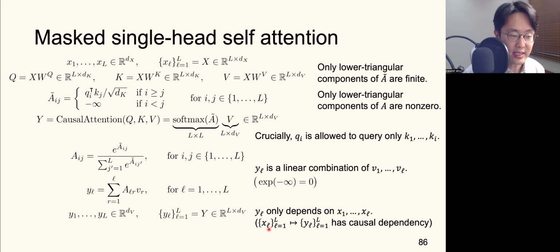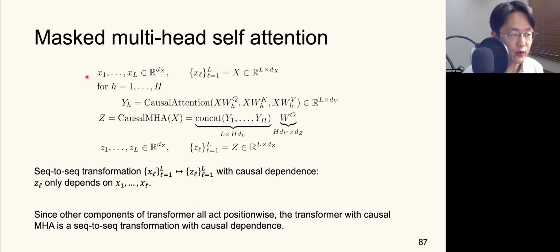The mapping from the x sequence to the y sequence has this causal dependency thanks to this particular masking mechanism. As before, the transformer architecture uses multi-head self-attention. So when you're using masking, you have a masked multi-head self-attention. Again, the sequence-to-sequence transformation has this causal dependence. The masked multi-head self-attention maps from X to Z, and this has the causal dependence in the sense that z_l only depends on x_1, x_2, up to x_l.